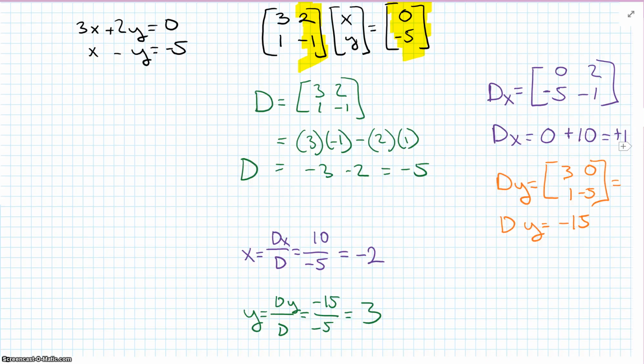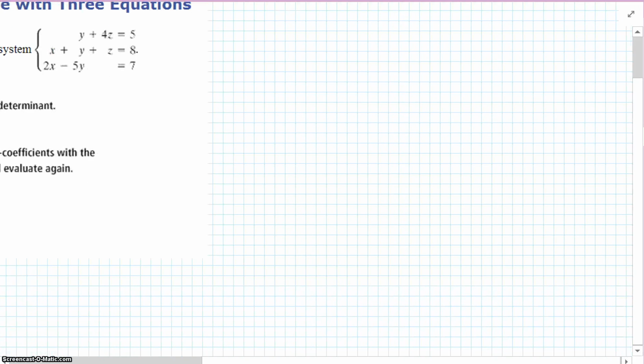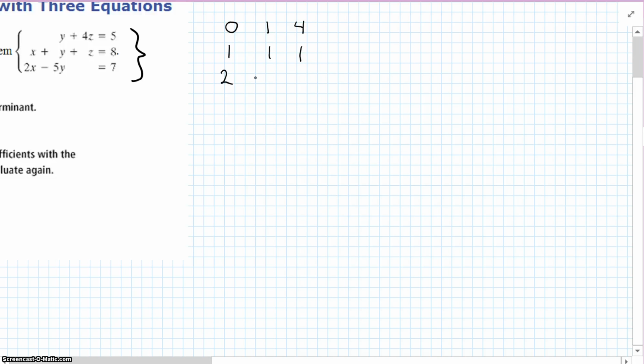Okay. We can use Cramer's rule with 3 equations. Okay, it's a little bit more work, but we can definitely do it. So let's look. I'm given 3 equations right here. So let's write our matrices up. My first coefficient of x is 0. My coefficient of y is 1. My coefficient of z is 4. The second equation, looks like I got 1, 1, 1. The third equation, I have 2, negative 5, and 0.